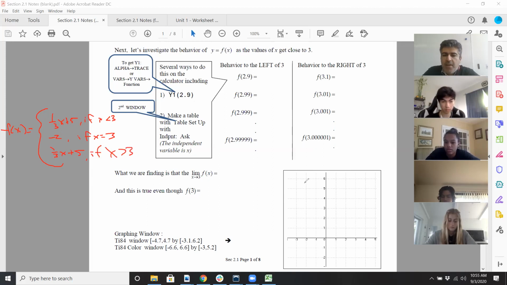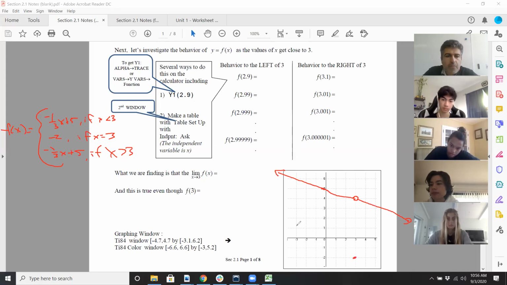Okay. So remember, graphing negative 1/3 x plus 5: y-intercept of 5, slope of negative 1/3. So you go down 1, right 3, but there's a hole there because 3 is not included, and it's going to the left, but it's also going to the right as well. And there's a hole at 3, negative 2.